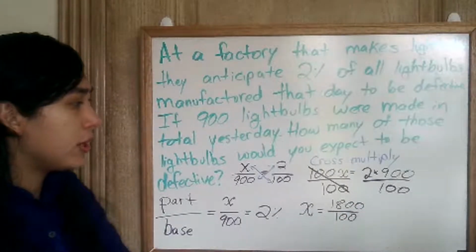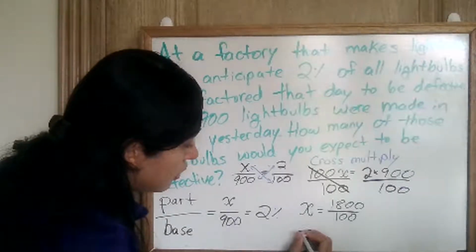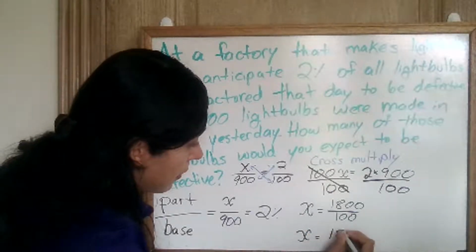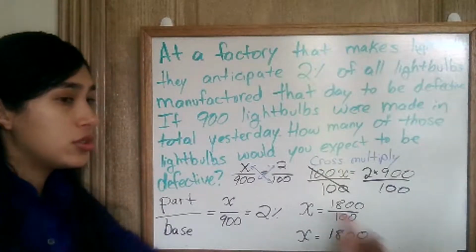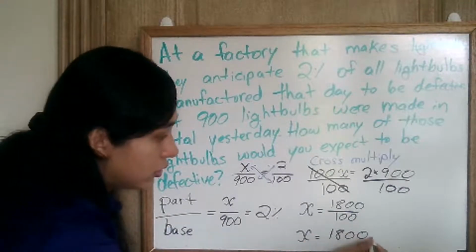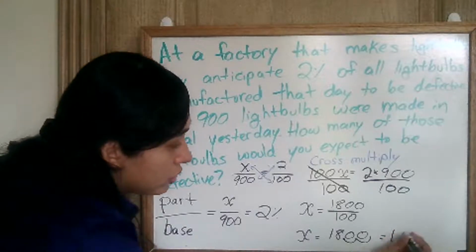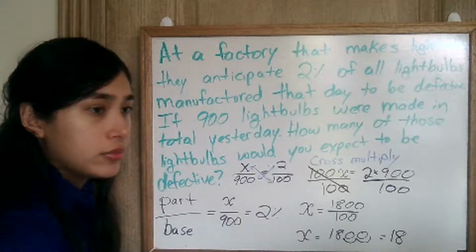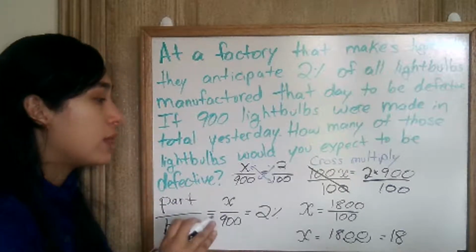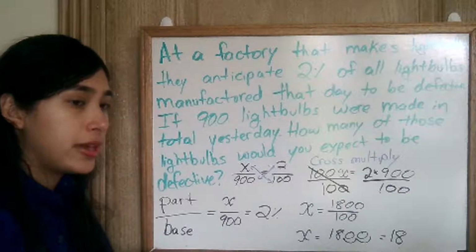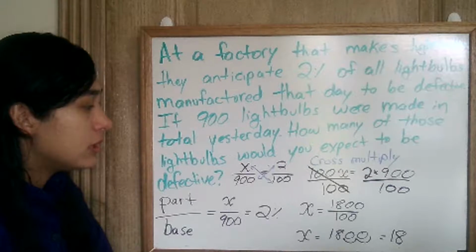Hey, don't we remember what we had just covered, that whenever you divide by 100, you end up moving the decimal point two times to the left because there are two zeros. So really, it's just equal to 18. We can expect 18 defective light bulbs out of a total of 900 light bulbs to be manufactured. 18 light bulbs out of 900 isn't too bad.